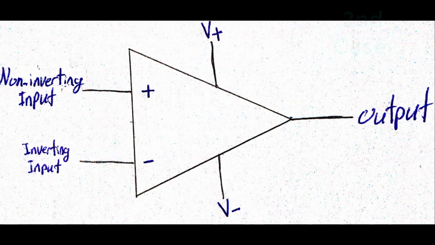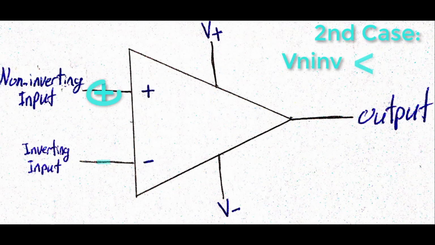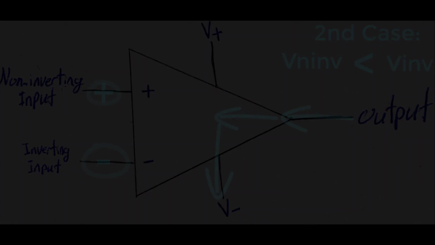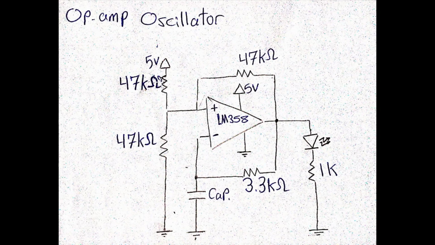In the other case, on the other hand, the non-inverting input voltage is smaller than the inverting input voltage, which will lead the output voltage to be pulled down to V-. And that's all about comparators. Having understood the working principle of comparator, let's make it oscillate.